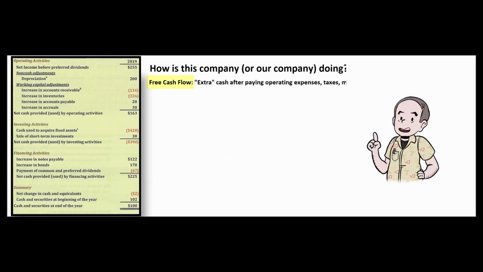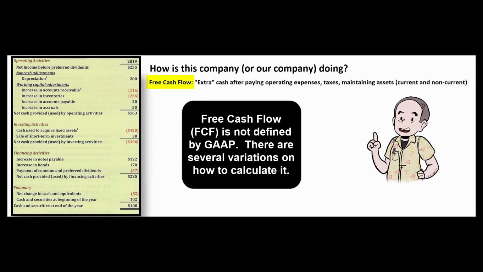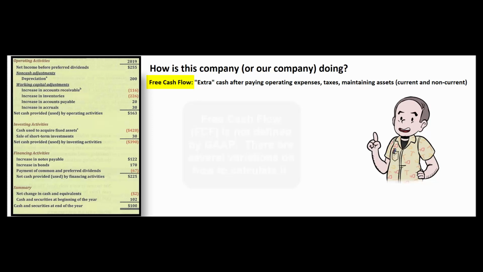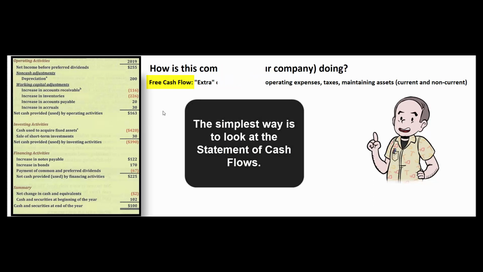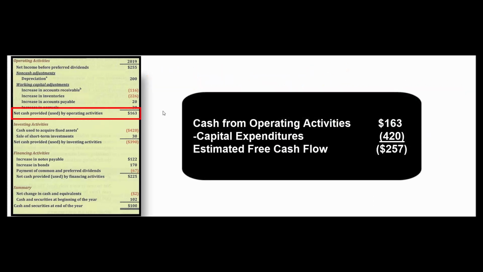All right, free cash flow is not defined by generally accepted accounting principles. So every financial analyst may have their own way of calculating free cash flow. The simplest way is to start on the statement of cash flows with the net cash provided by operating activities. For this company, it would be 163. Then subtract the money they have to spend on their fixed assets, 420, to give us negative free cash flow of 257.